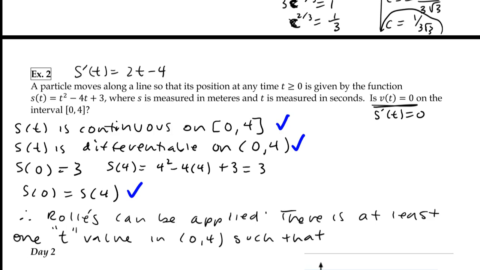They asked for velocity, right? But this whole time we've been referring to it as s prime. So you want to make sure that you catch that and write that. So there is at least one t value such that s prime, which is velocity, is 0.